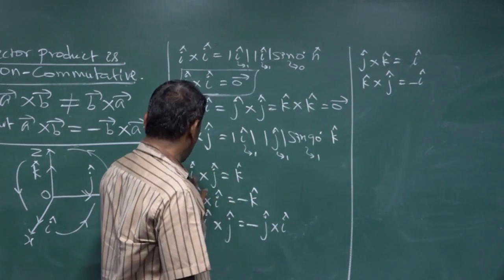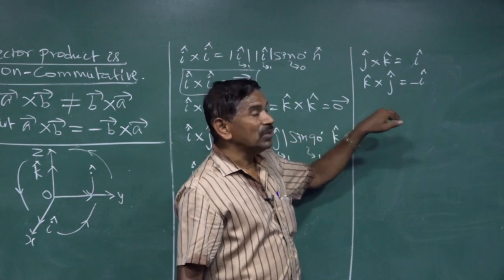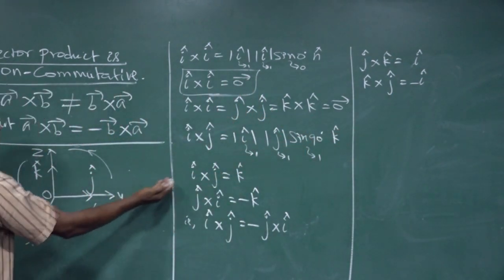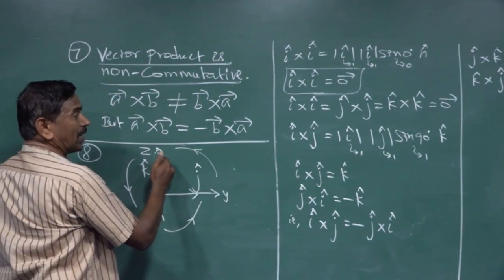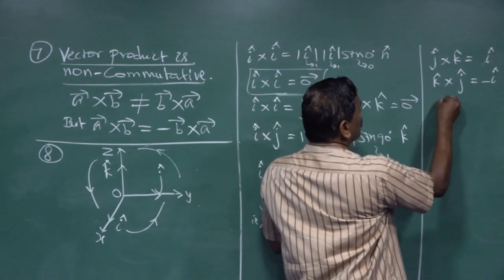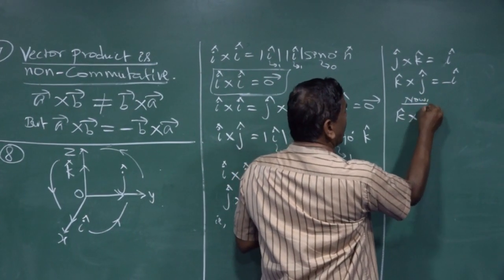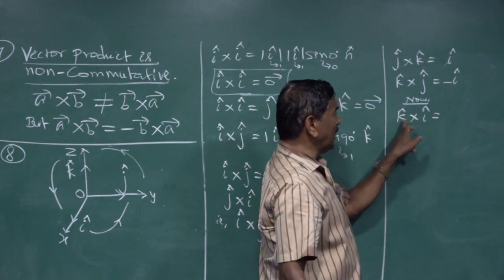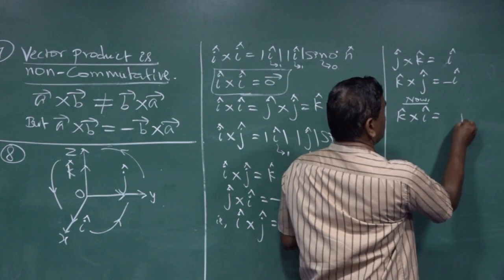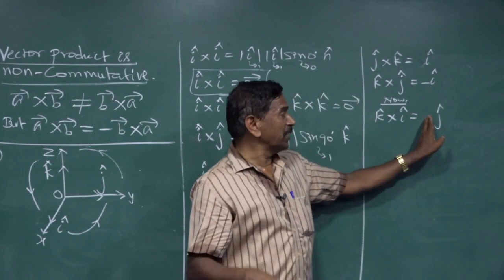Now listen, first one, I to J completed. Now J to K completed. Now cyclic order: I to J completed first one, next J to K completed second one. Now K to I. K cap cross I cap is equal to, here I and K present. So what will be the answer? Yes, absent is J. Whether plus J or minus J, that is my question.